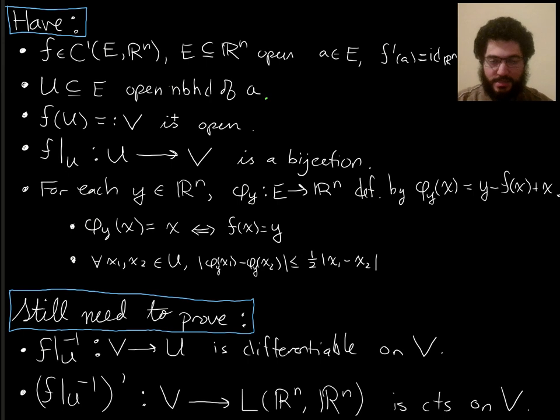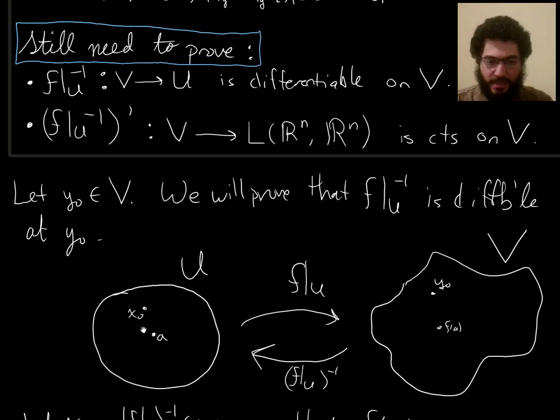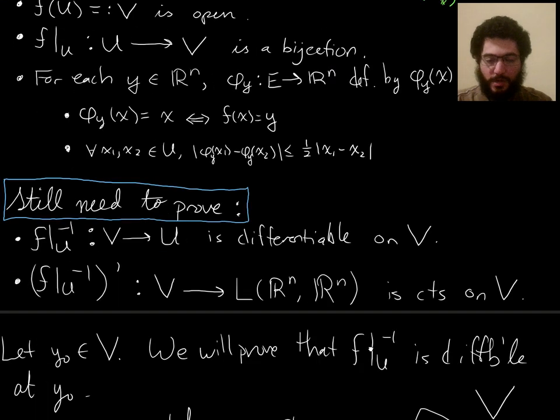The delta, the radius of that ball centered at A, was chosen so that for x in U, f prime x is in a ball of radius 1/2 centered at the identity map. So that is how U was chosen, and that's how we got this property down here. Or that helped to get this down here. So that was the point of U. Okay, so for x naught down here, x naught is going to be close enough to A that f prime of x naught is going to be within 1/2 of the identity.